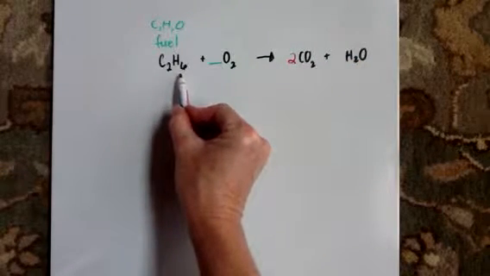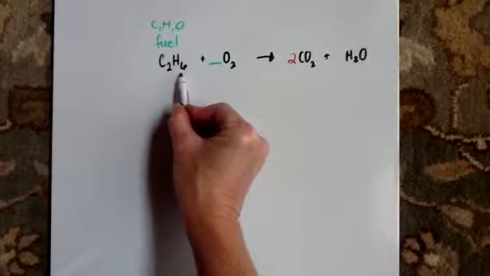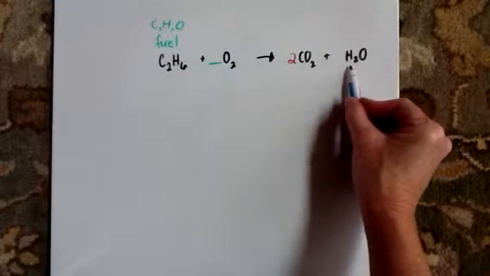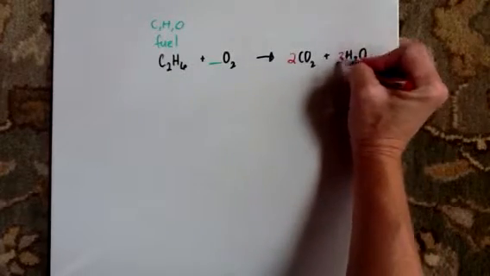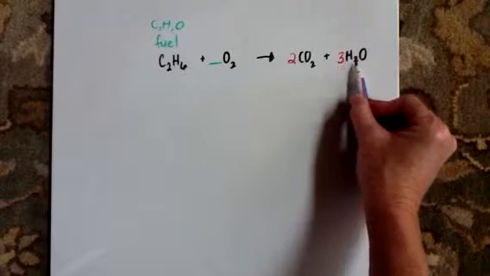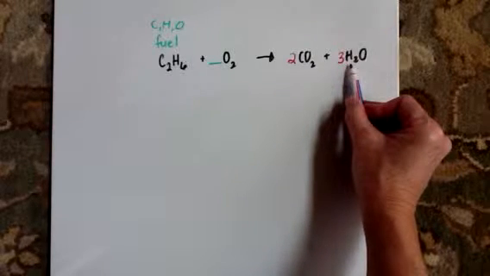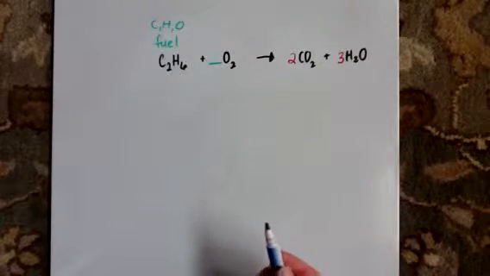We have 6 hydrogen atoms in my reactants. In my products I only show 2, so I'll put a 3 for this coefficient, and that gives me 3 times 2, that's 6 hydrogen atoms here. So carbon and hydrogen are balanced.